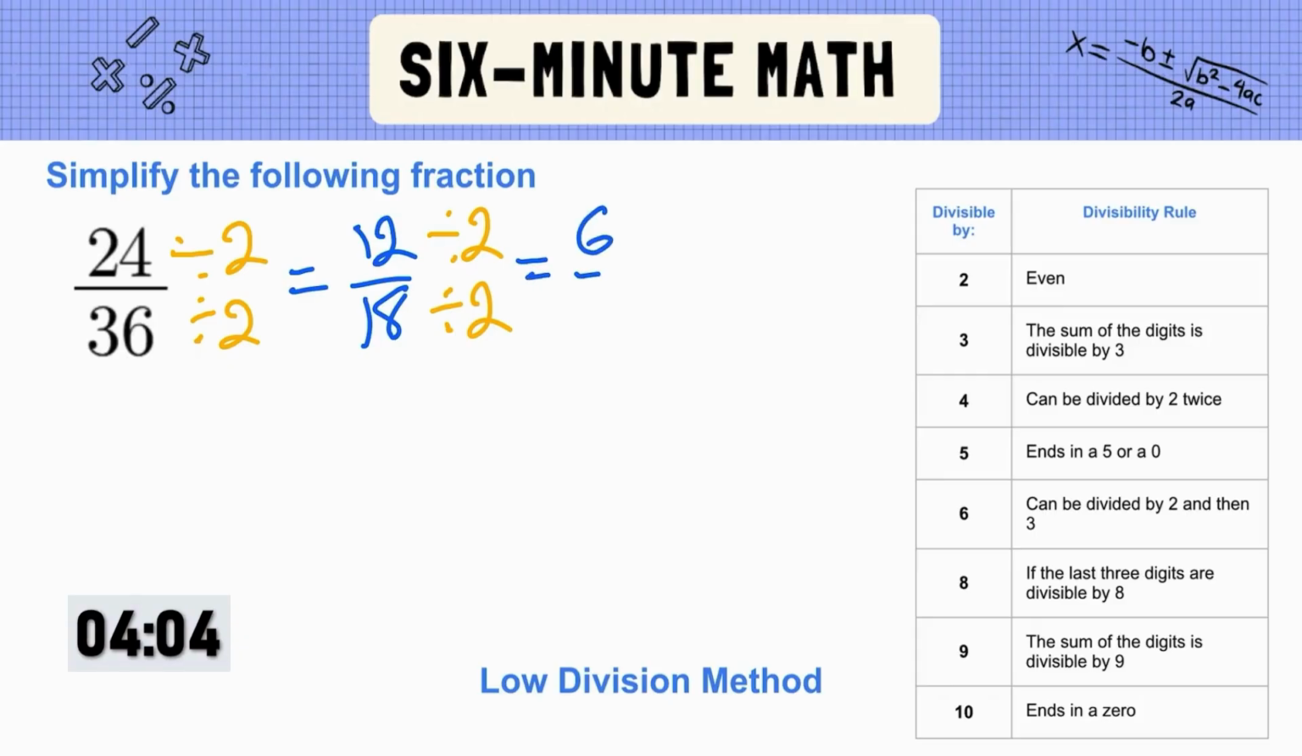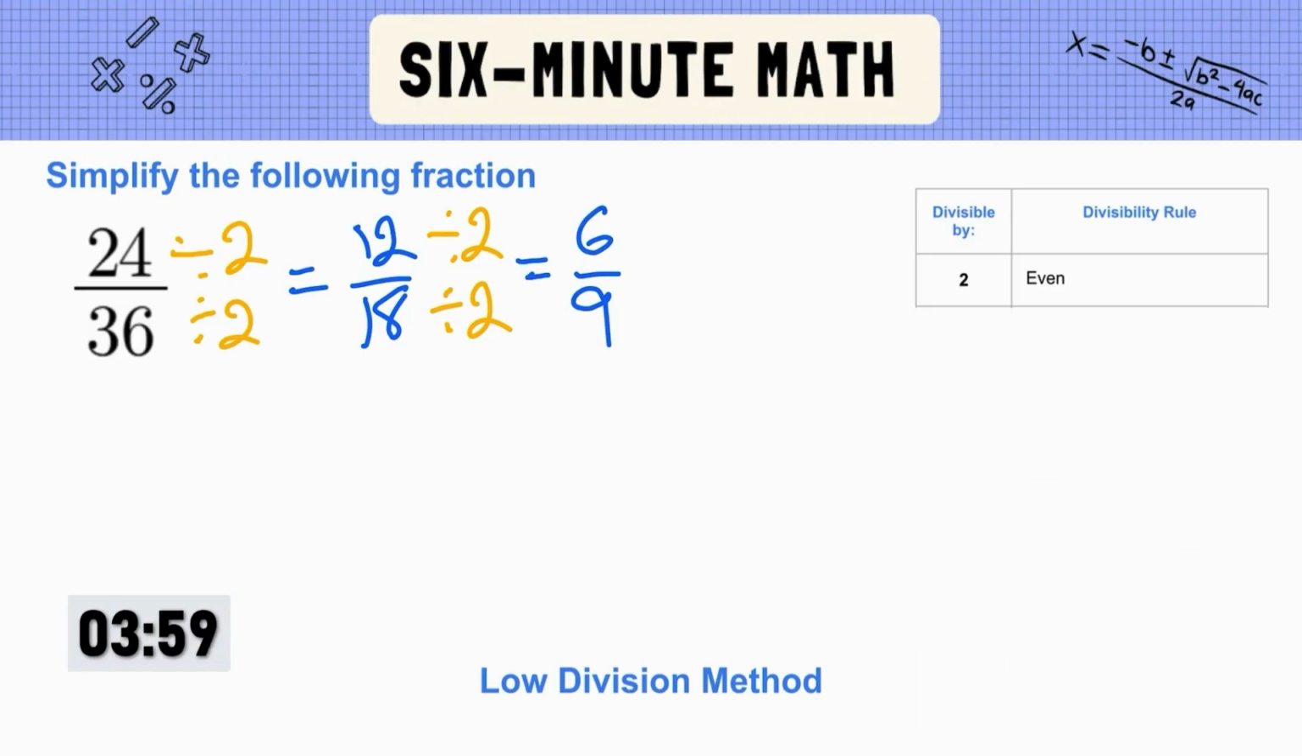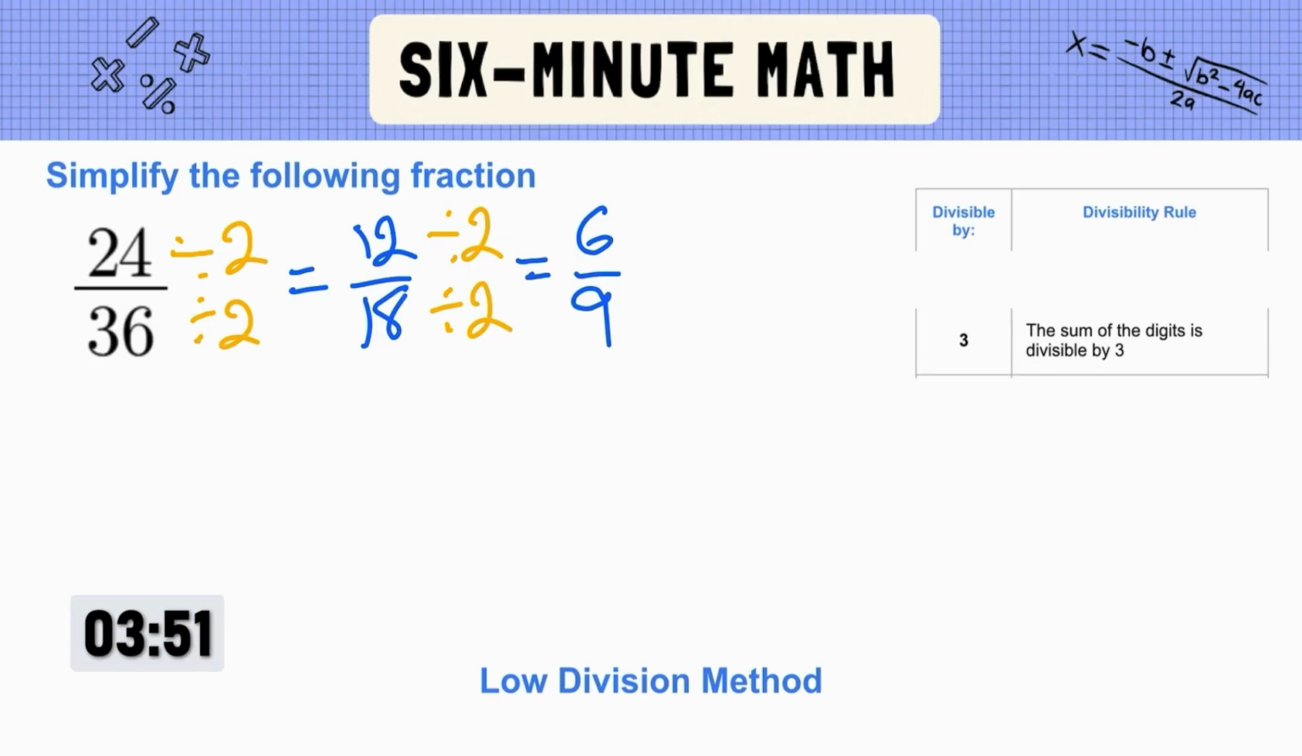for 6 over 9. Now, in this case, I can't use even anymore because of the 9. So I go on to my next divisibility rule. They both are divisible by 3, which would reduce to 2 over 3. None of my divisibility rules apply to 2 over 3 anymore, so that is as simple as I can get.